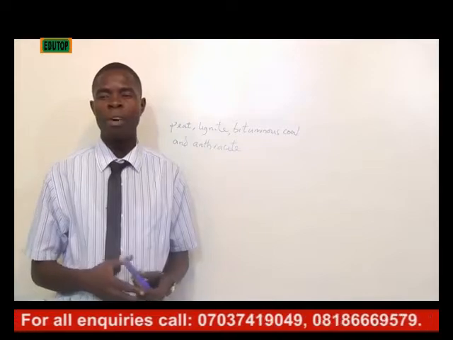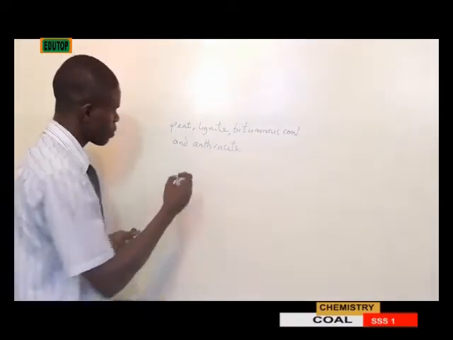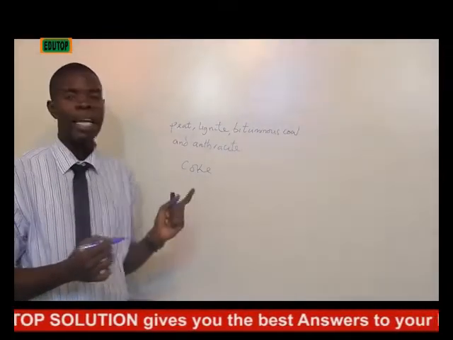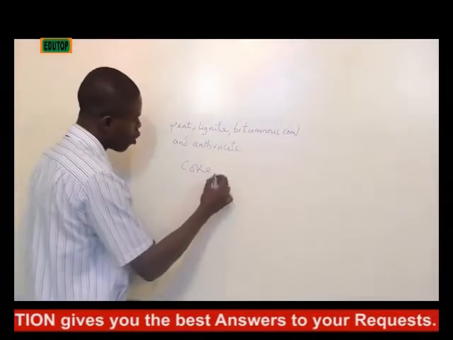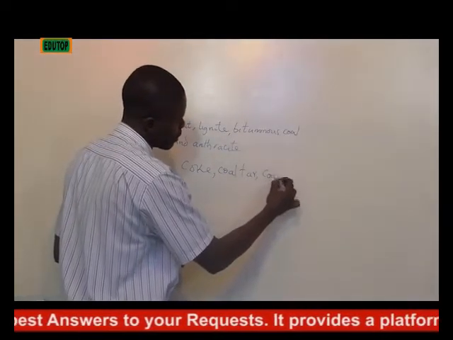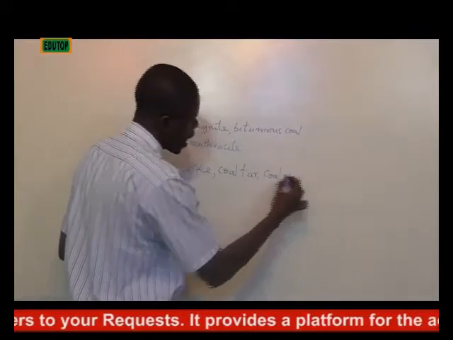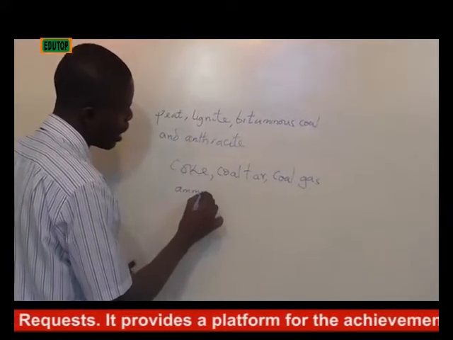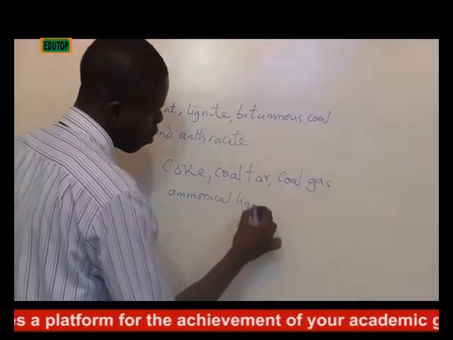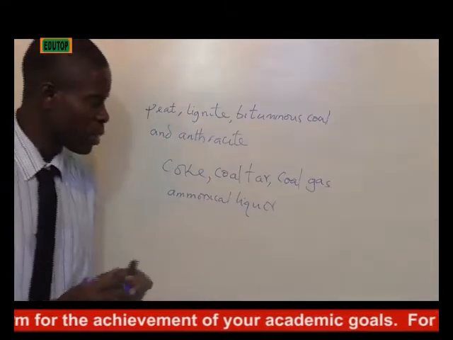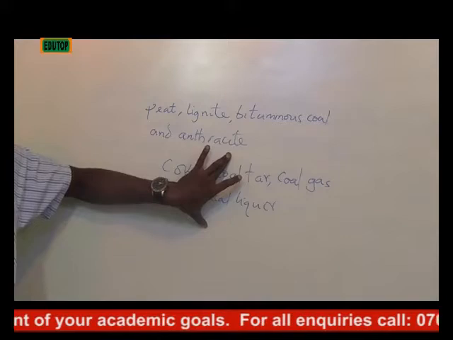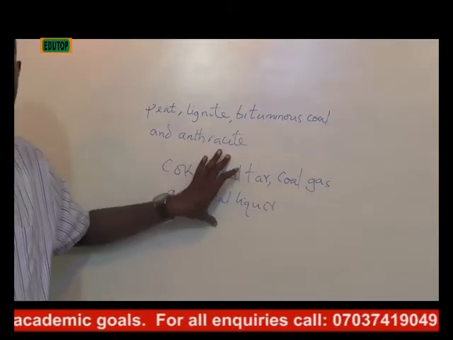The products obtained from this process are coke, coal tar, coal gas, and ammonical liquor. These are the 4 products that are obtained during industrial distillation of coal.